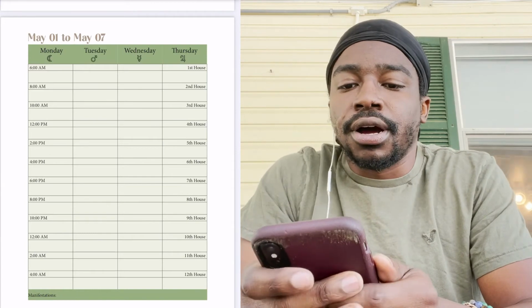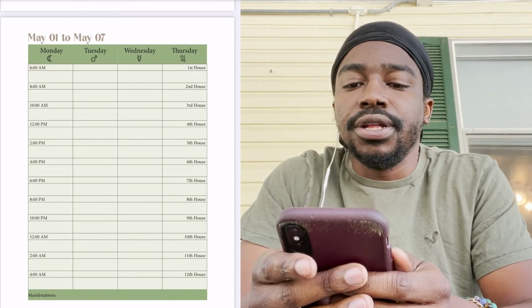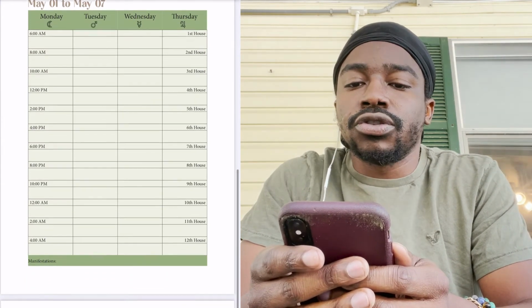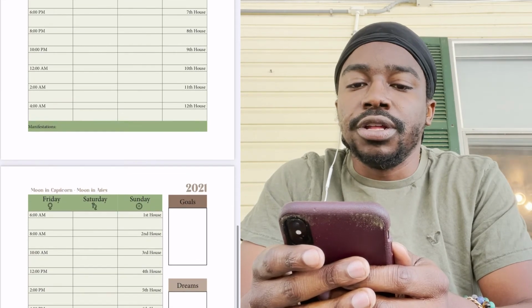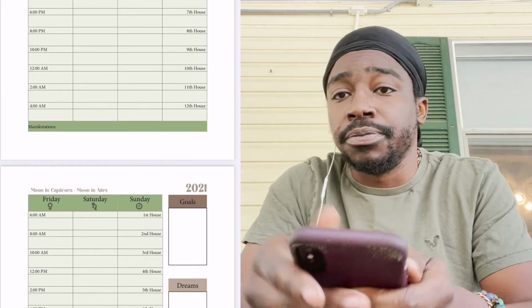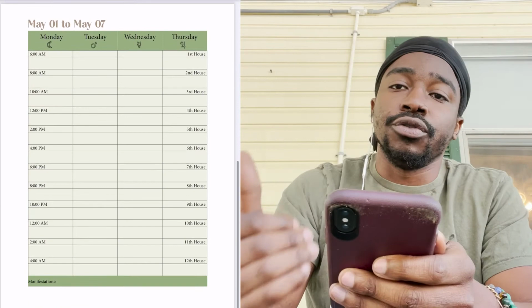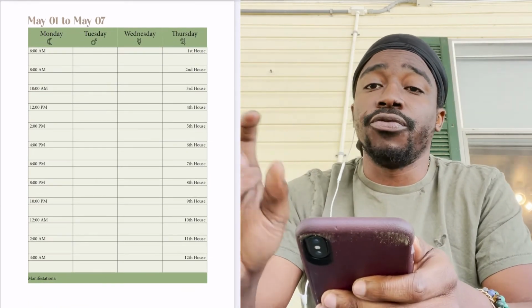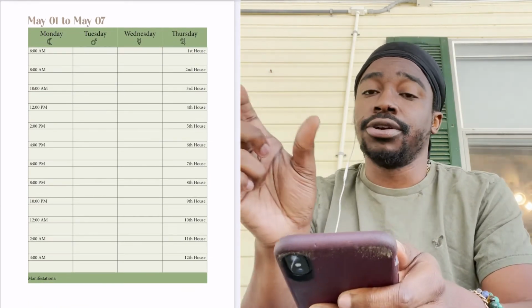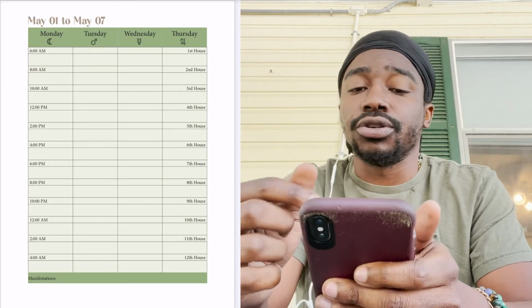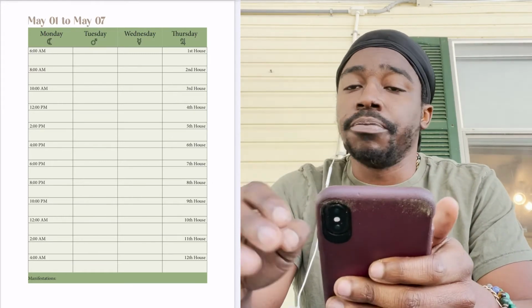This right here is the weekly planner I was talking about. So there's also an option for a weekly planner, but if you pre-order, I'm going to deliver you a digital copy of both the monthly calendar and the weekly planner. The weekly planner is slightly different, but the same concept.